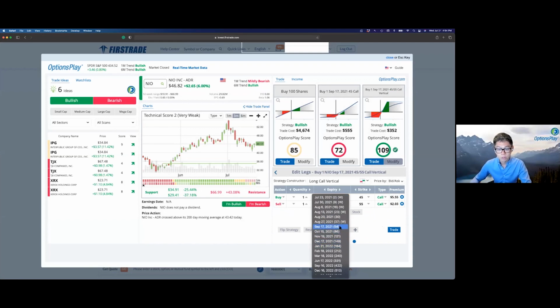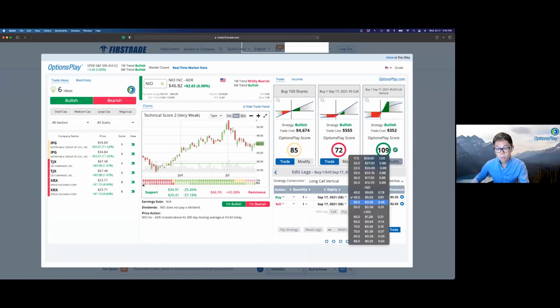Here are all the different expirations that you can choose. The September 17th expiration is 58 days to expiration. So we're automatically selecting the expiration date for you. And then what we do is we select the strike prices also on your behalf. So like I said, we want to buy roughly about a 50 delta call or put, but we want to buy the first in the money call or put against that. So we're basically buying the first in the money call option, which is a $45 call option.